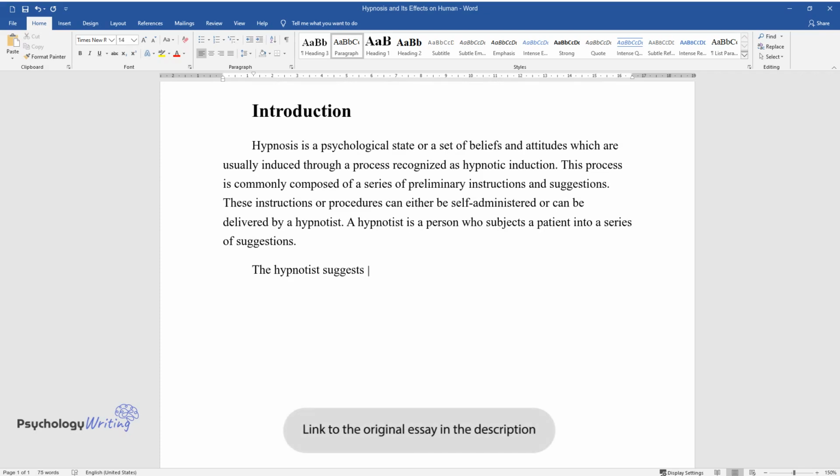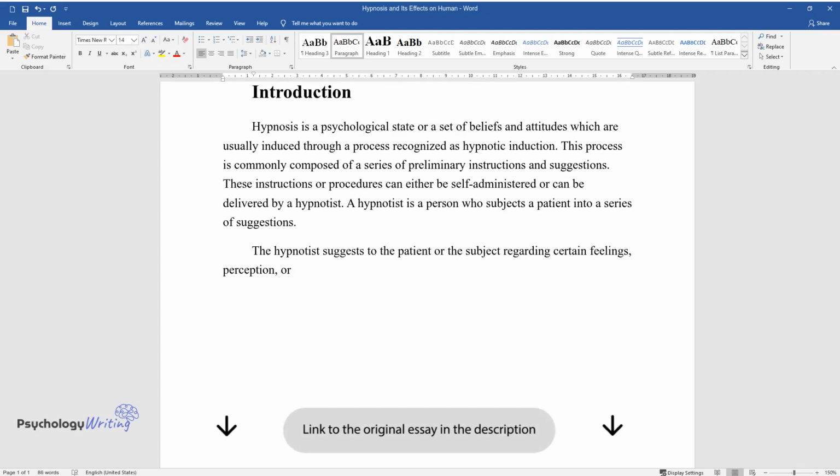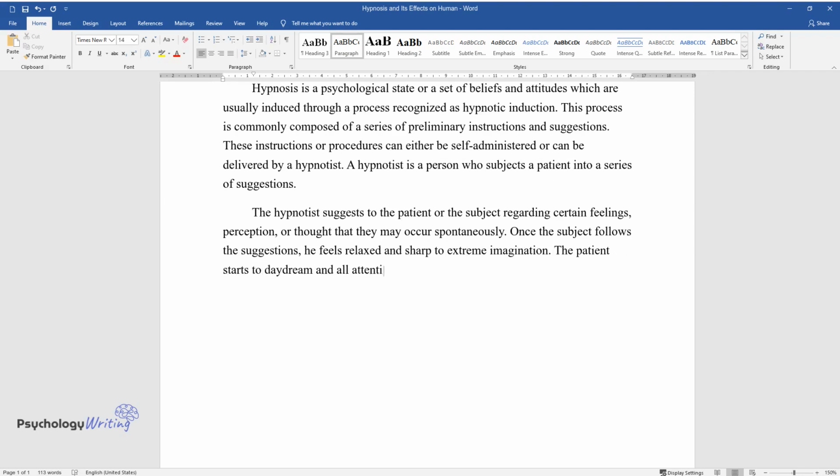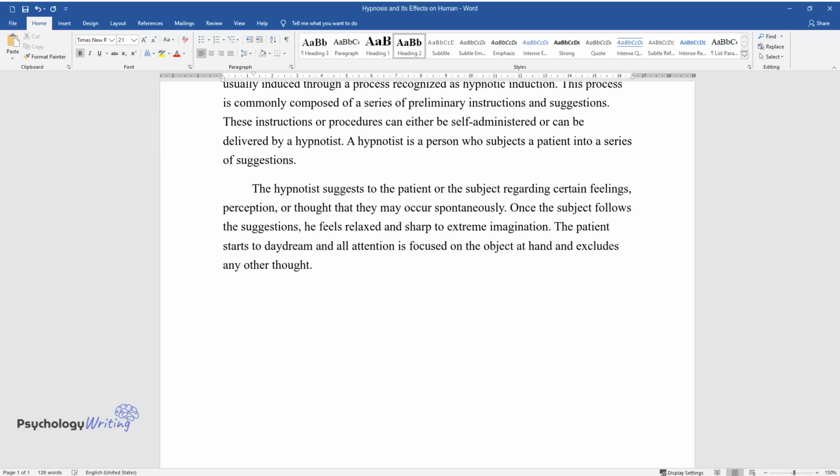The hypnotist suggests to the patient or the subject regarding certain feelings, perception, or thought that they may occur spontaneously. Once the subject follows the suggestions, he feels relaxed and sharp to extreme imagination. The patient starts to daydream and all attention is focused on the object at hand and excludes any other thought.